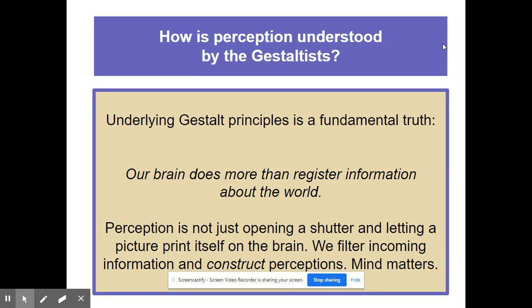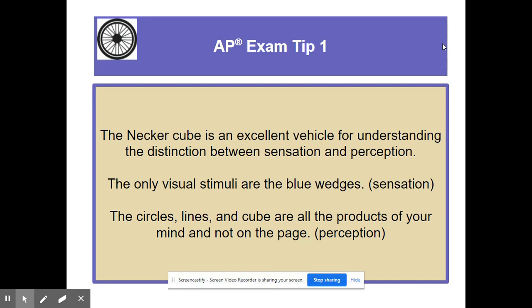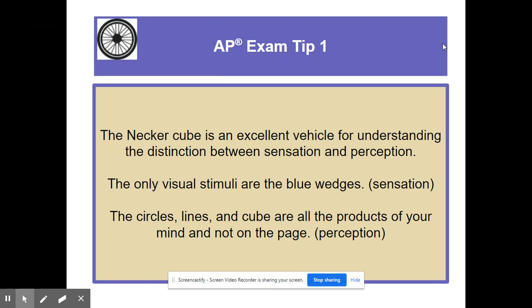So what is it that you see in this next picture? This is referred to as the Necker cube. If you see a cube, you're seeing the whole. If you see 8 hearts, you're seeing 8 blue circles. So therefore, the perception of the whole is greater than the sum of its parts. So we organize our sensations into perceptions. We filter sensory information and infer perceptions in ways that make sense to us.